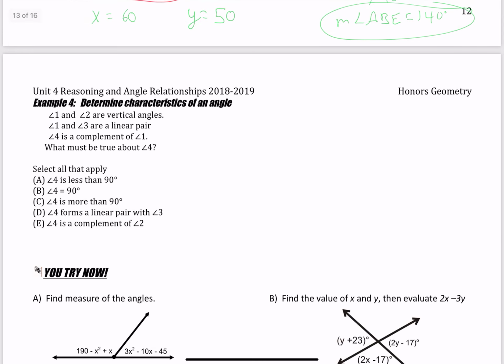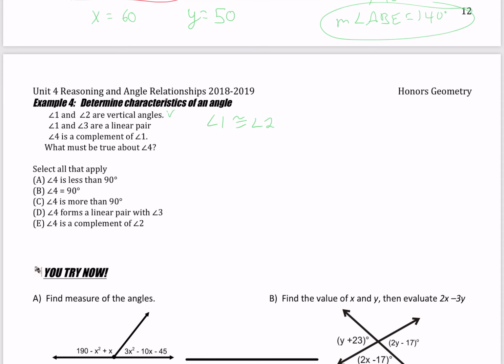So this is what's going on. What's our relationships here? Well, I know angle 1 and angle 2 are vertical angles. So because of that, I know, write down the right number. I've got angle 1 is congruent to angle 2. That's what vertical angles means.